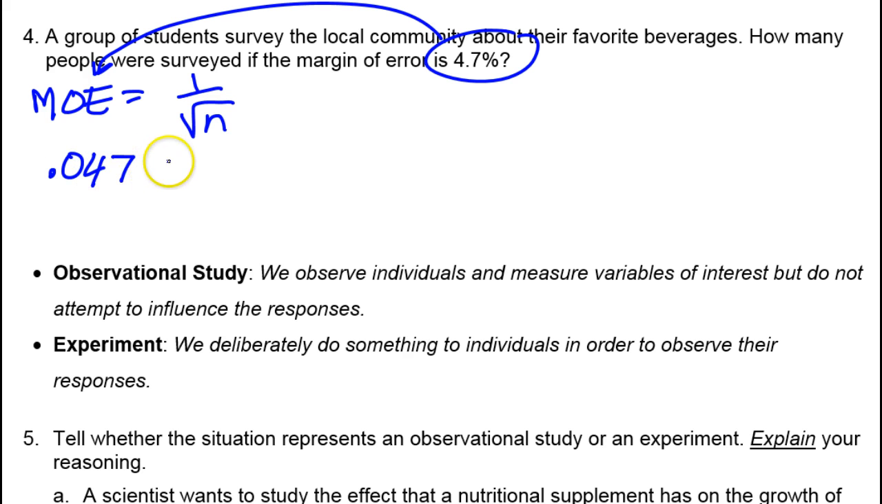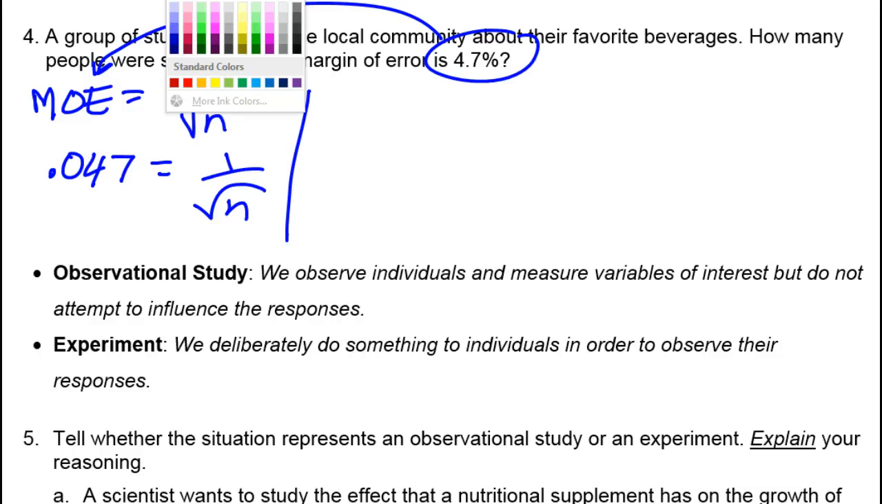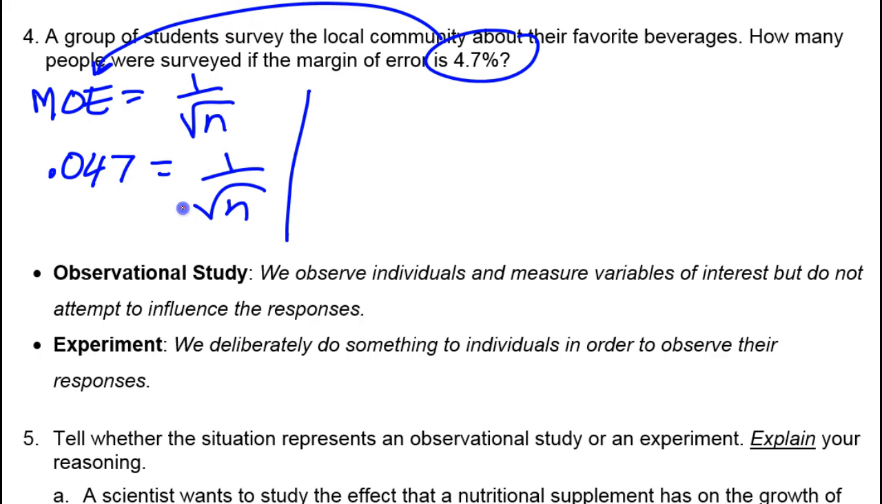0.047 is equal to 1 over the square root of n. Do you remember the shortcut I told you where you could solve this in one step? Switch the sides from A to C. That's right. Switch the A and the C. This 0.047 and the radical n, you can switch those out.